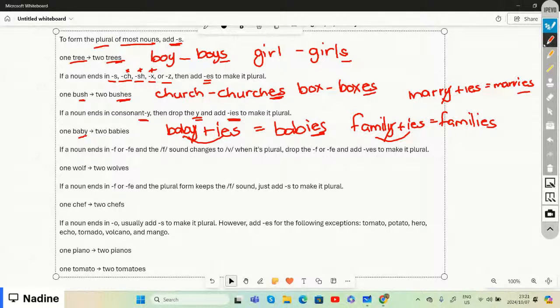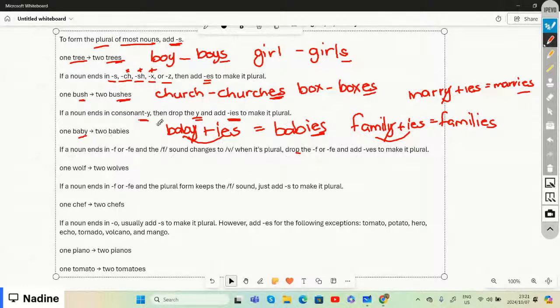Now, before we even continue, remember we said that when it comes to regular plural nouns, regular means that we need to follow a specific rule. And in this case, the rule was to drop the Y if the word ends with a Y, and we add IES to show the plural form. That is the rule. Now we're going on to the next one.